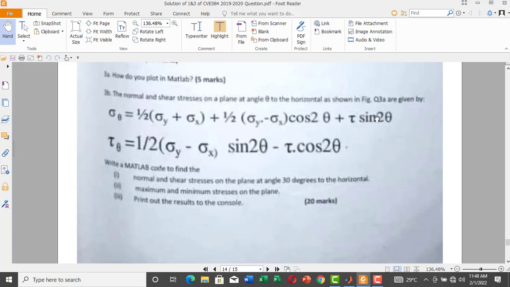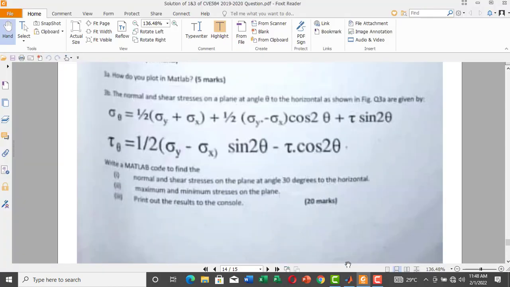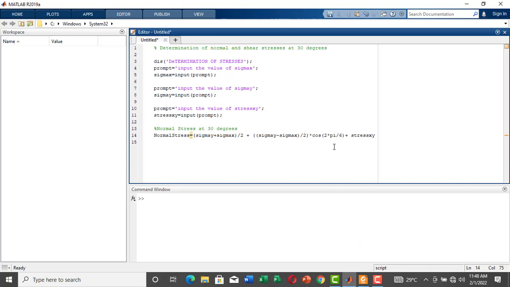Then plus stress xy multiplied by sine 2 theta, right? So plus stress xy multiplied by sine, open bracket, 2 multiplied by pi over 6. Close the bracket. Then you close everything with a semicolon. Then move to the next line. So we are done with the normal stress.